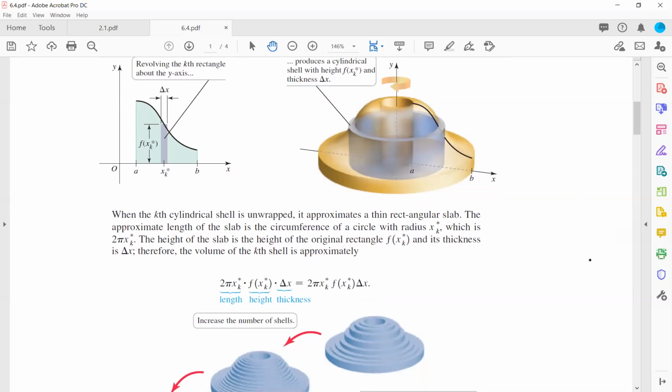So what are you doing? You're taking this slice and revolving this around the y-axis. As you can see, it forms a cylinder. These small slices all together form the solid.